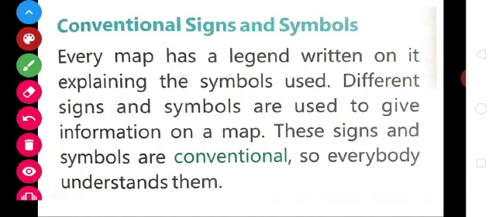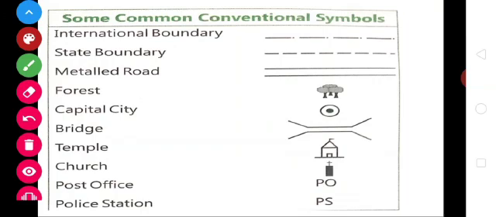See, look at the picture here. These are some common conventional symbols. For the international boundary on the map, it is marked like this: one straight line and then one dot, and one straight line and then one dot.